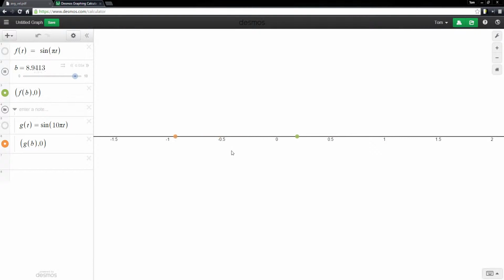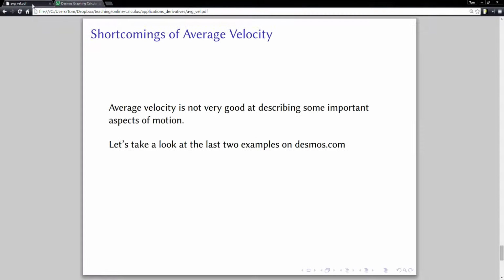These particles are both moving back and forth from -1 to 1, but in terms of how fast the particles are going, the average velocity really doesn't tell us that the orange particle is going way more quickly than the green particle here. So the average velocity, again, is just not great for describing the motion. It's just not good enough for what we really need here.